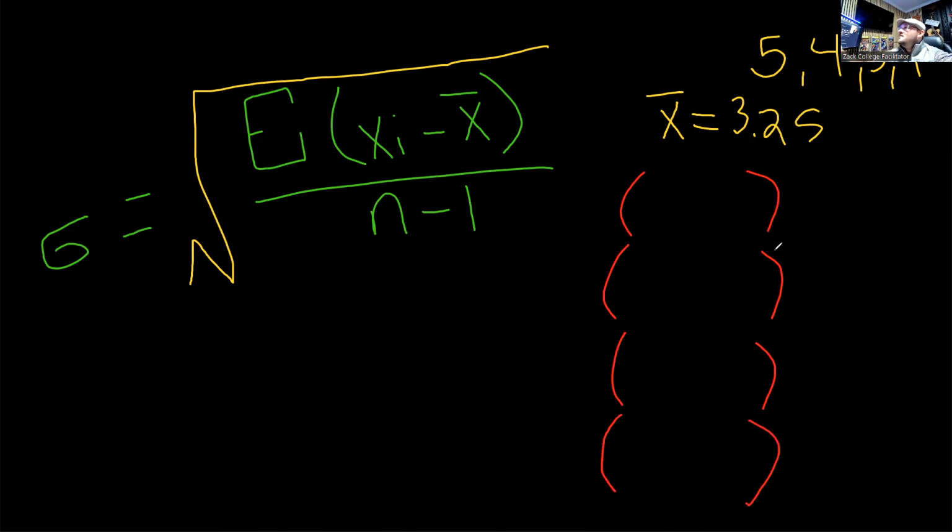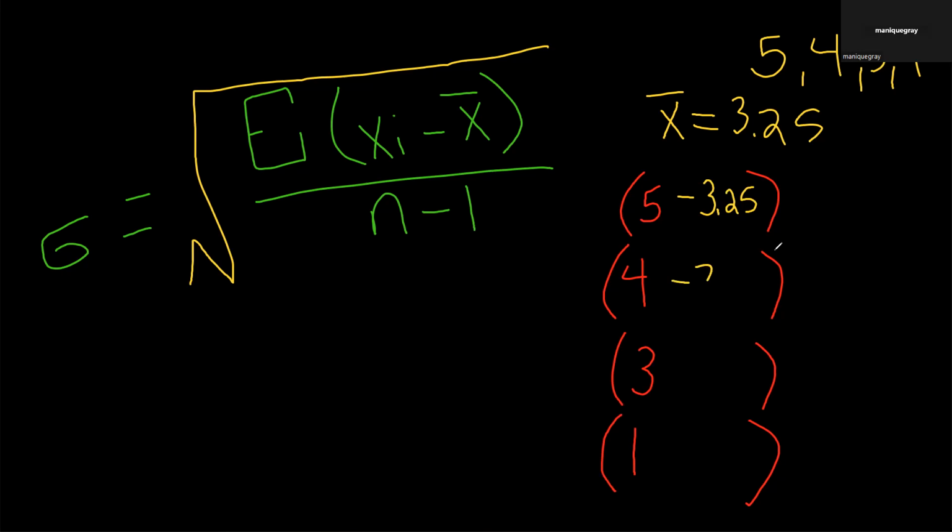Okay. I know that's 5, 4, 3, 1. What's my average here, guys? 3.25. Yeah. It's crazy. I just learned all this in algebra and it went in one ear and out the other, and now I'm learning it again. I know.